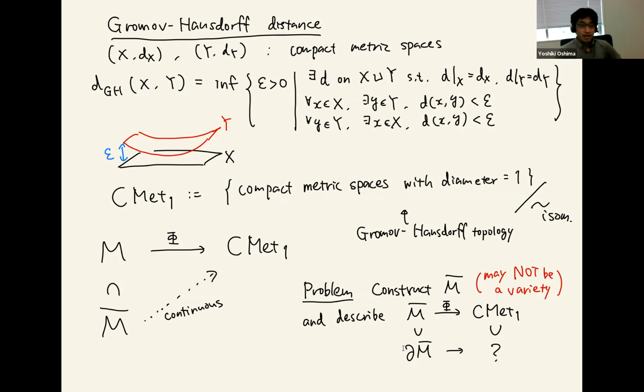And we want to describe what the boundary maps to in CMET1. So if we settle the problem, then we know all the possible Gromov-Hausdorff limits parameterized by M. And we remark that this M bar may not be a variety. M is typically a complex variety, but M bar may not be a variety.